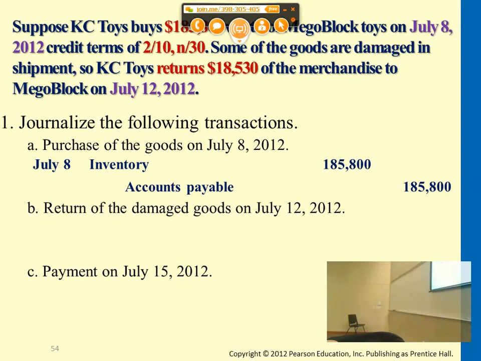So if that's the case here, in terms of returning the goods, if you're the company that earlier purchased the goods and now you're returning it back, how would this affect your inventory account? Would it be increase or decrease? Decrease, because you're returning it. So definitely you know that inventory will be the account being reduced. So what's the other side?